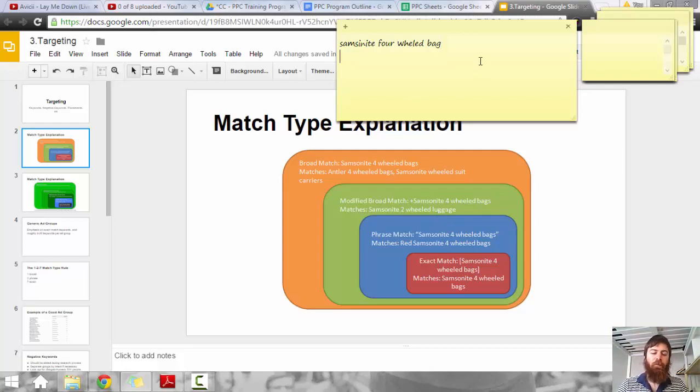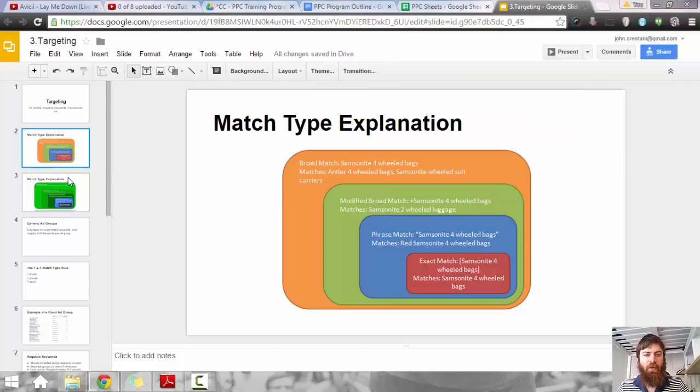As you'll see, somebody who searched Samsung 4-wheeled bags, now this wouldn't even match on exact match. If we were just using exact match, this would not work correctly because they spelled Samsonite wrong, even though everything else is correct. So you actually miss out on a lot of search volume. According to Google, 15% of searches every day have never been searched before. So there's a very broad, big net out there to capture.